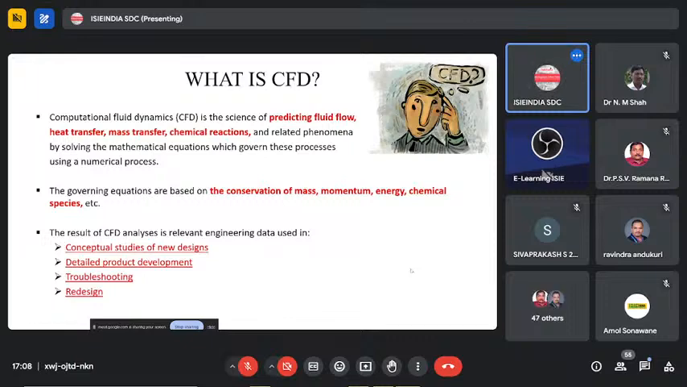Also, CFD helps in troubleshooting when there is a problem with an existing design. So CFD can help identify the issues and test solutions virtually, even when there is a redesign of a product that already exists. So the concept of CFD helps to improve or modify it more effectively by providing insight into how changes will affect the performance.